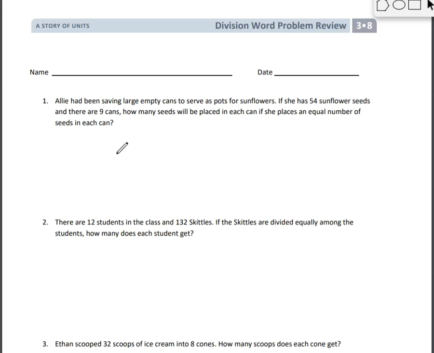Problem number 1 says, Allie had been saving large empty cans to serve as pots for sunflowers. If she has 54 sunflower seeds and there are 9 cans, how many seeds will be placed in each can if she places an equal number of seeds in each can? So we're starting with a total. We know we're dividing because these are division word problems. We know it has to be 54 divided by the amount of cans, which is 9.